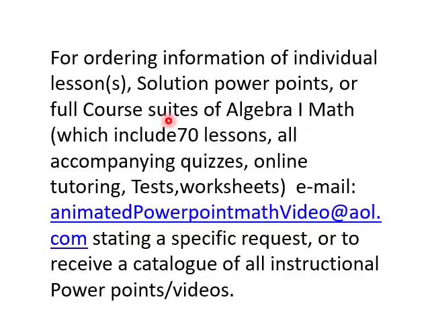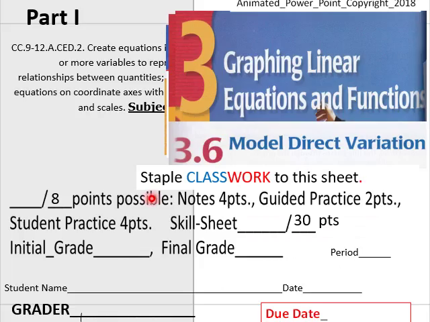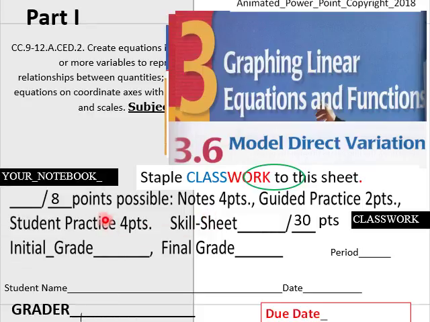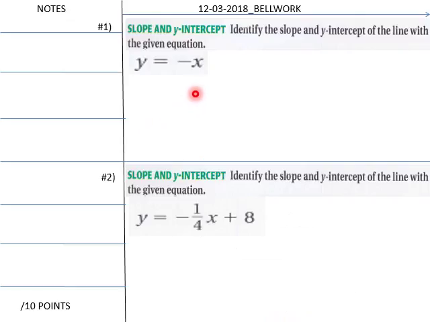Hello everybody, getting ready to start 3.6, Algebra 1, Model Direct Variation. It'll be part 1 of this lesson. We're going to have 30 points here for a classwork skill sheet and 8 points here of note-taking. Part 1, here is our standard. We're in Chapter 3, almost done with Chapter 3, 3.6, Modeling Direct Variation.